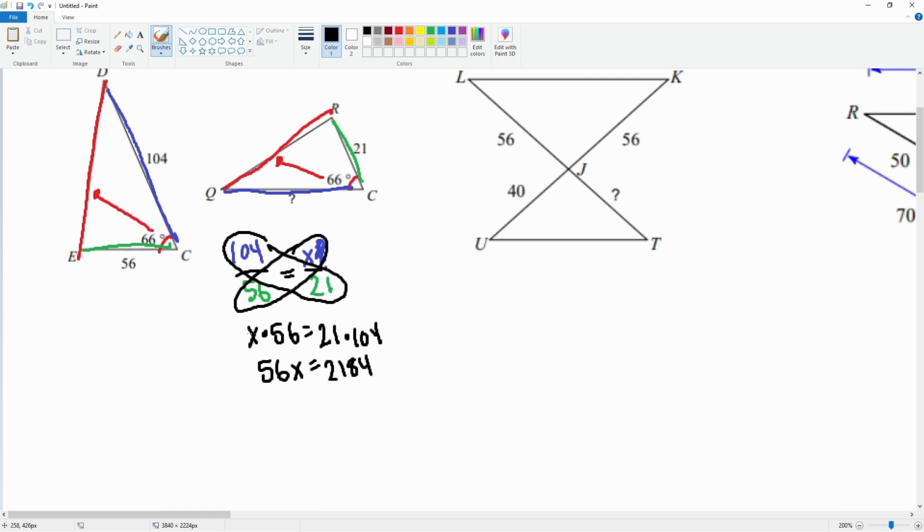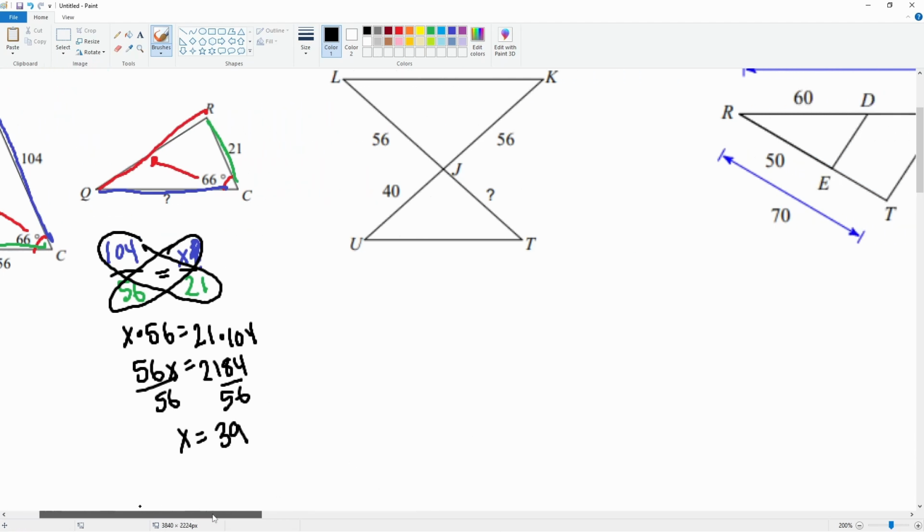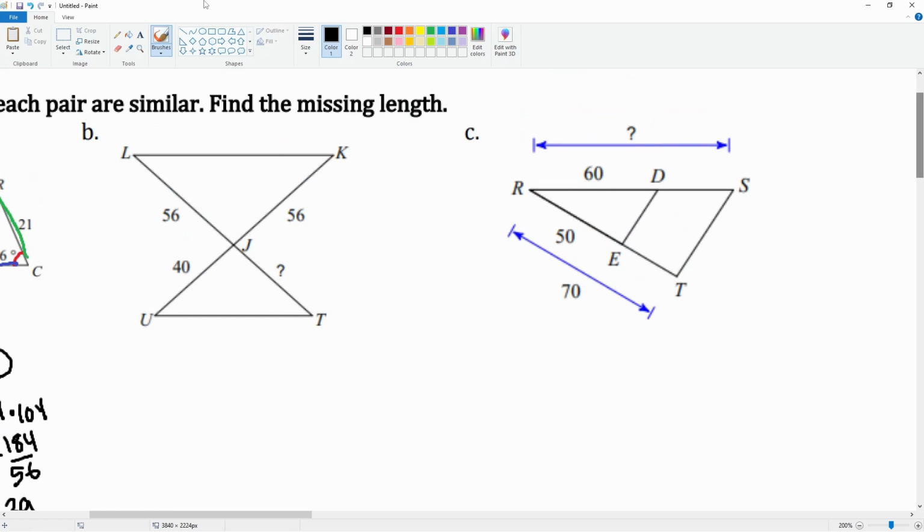You divide by 56 to both sides. All right, divide 56 to both sides. You get x is equal to 39. Okay, perfect. All right, so let's do the B.